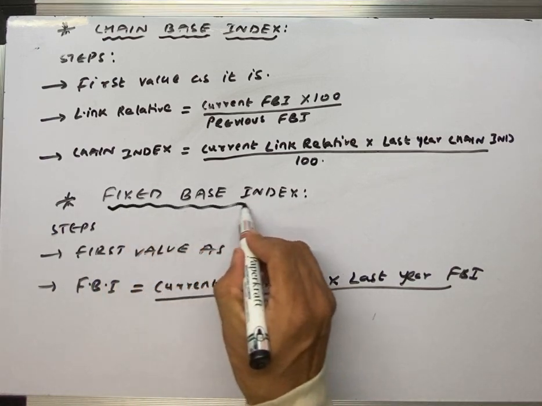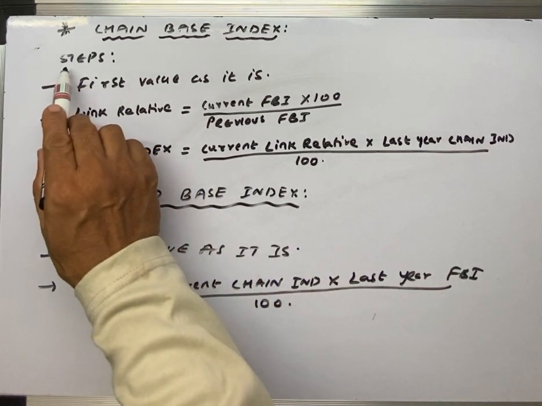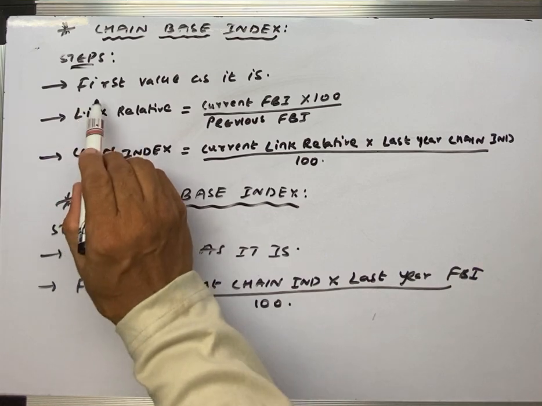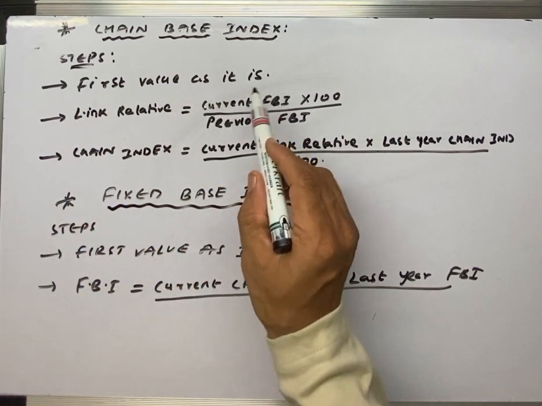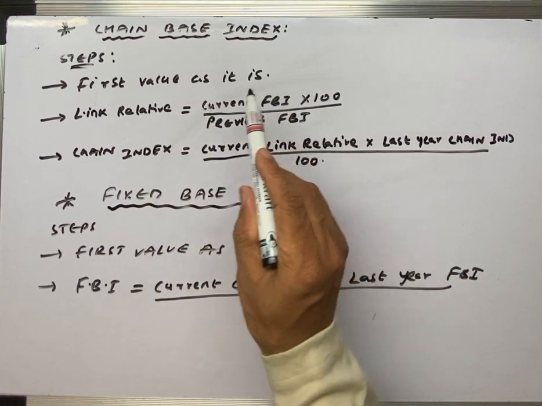These are 4 marks questions which are most important, and in competitive exams also you have a chance of getting one formula or any one bit from this topic. So you need to remember certain steps while doing chain based index problems. Step 1, we need to write first value as it is at the time of question. I will show you why we have taken it in this way.